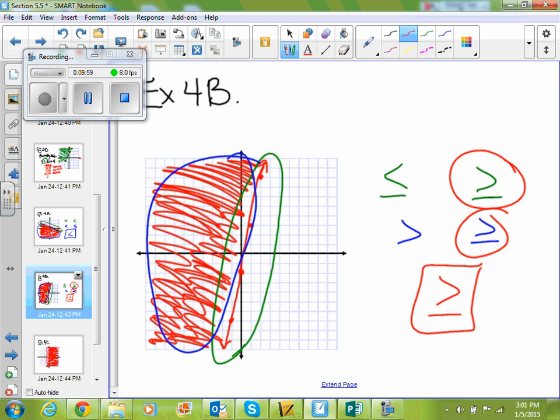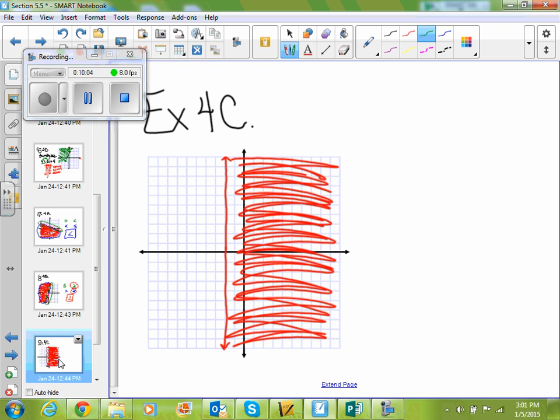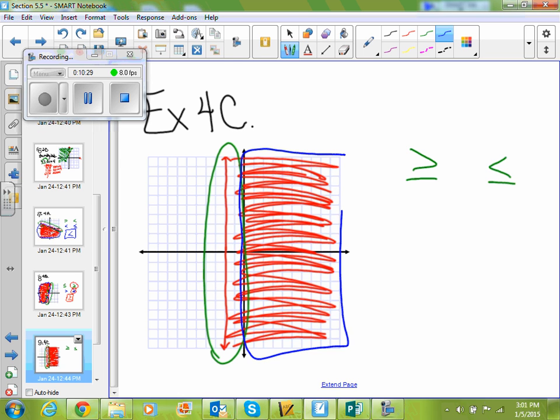Does that make sense? Okay, so let's do one more. This one's kind of tricky, but you guys are geniuses, so you'll get it for sure. What type of line is that? Solid. So, what symbols do I use for solid lines? Okay, so they're less than or equal to or greater than or equal to, right? We use the symbols with the lines underneath. Then if I look at where I'm shading, am I shading above or below? Above, okay, and so what symbols represent above?